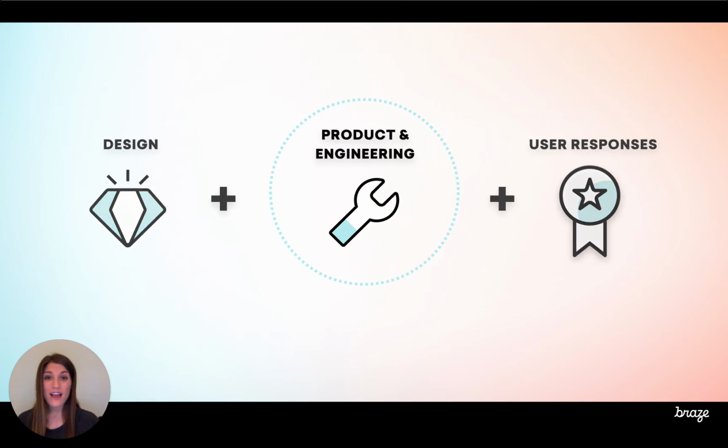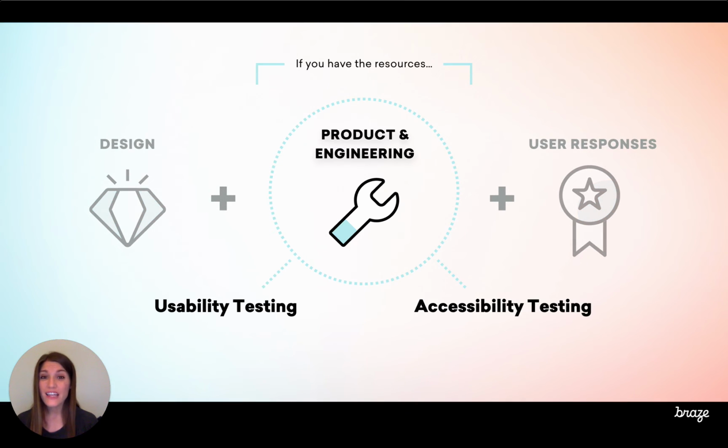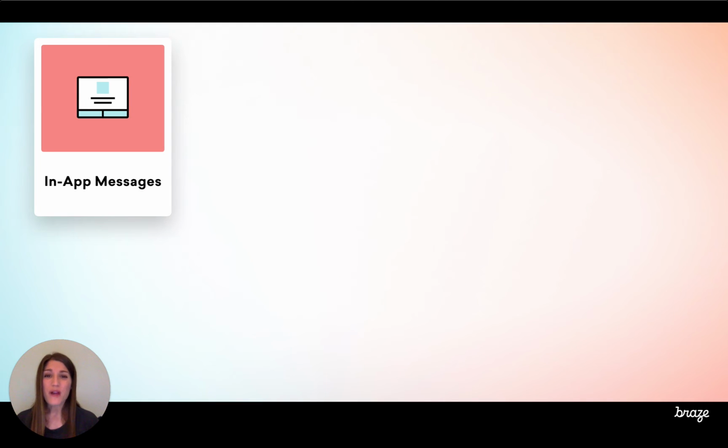But if you have more resources available, we highly recommend that you double down with your product and engineering team. Do some usability testing, do some accessibility testing, do some thoughtful speccing. You really want to think about how this is going to impact the user experience in dark mode. You're probably going to be thinking about your multi-channel strategy as well.